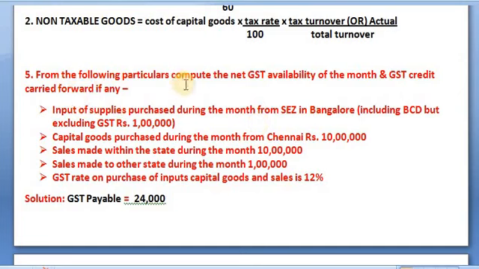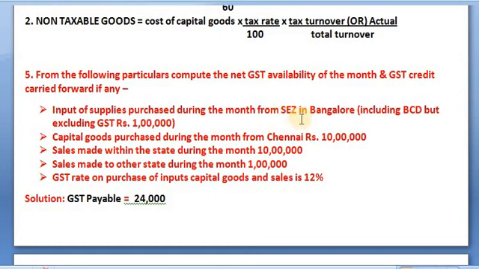From the following particulars, compute the net GST availability for the month and GST credit carried forward, if any. That is, whether there is any ITC credit forward or not. And input of supplies purchased during the month from Cess in Bangalore, which is including BCD but excluding GST. It is very clearly given. Inputs, what we have taken, in which month we have taken, during the month from Cess. I want you all to be clear with this.